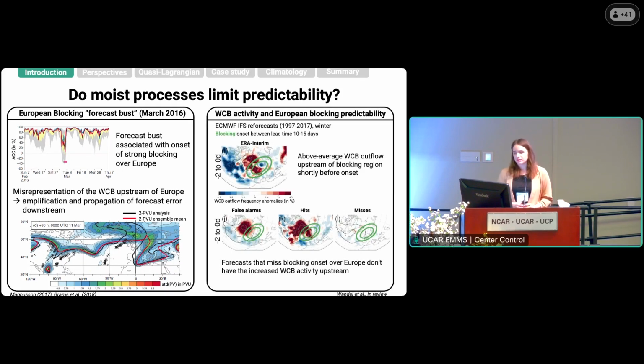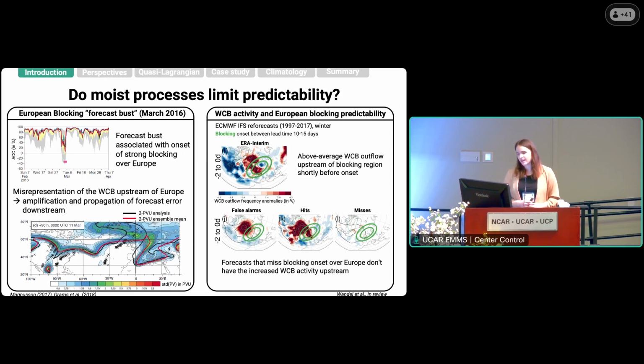However, other people also looked at this more in a systematic analysis. Here we look at warm conveyor belt activity and European blocking predictability. Using ECMWF IFS reforecasts in winter and looking only at blocking onset between lead times 10 to 15 days, Jan Wandel could show that, first, based on ERA-Interim, we have an increased frequency upstream of the European blocking region in the 2 days before blocking onset. However, if they look at false alarms, hits and misses, they could find really strong differences.